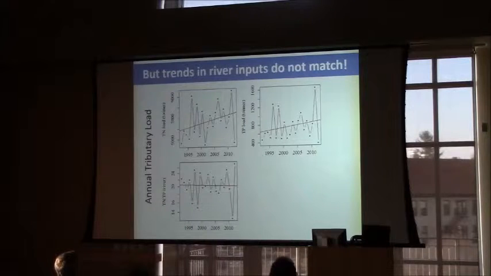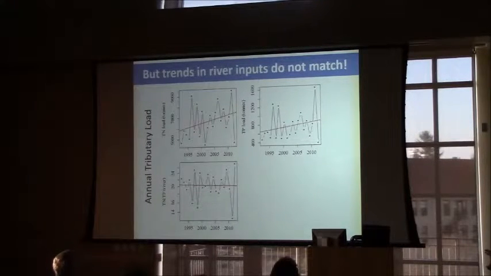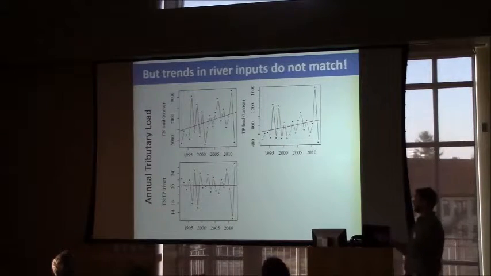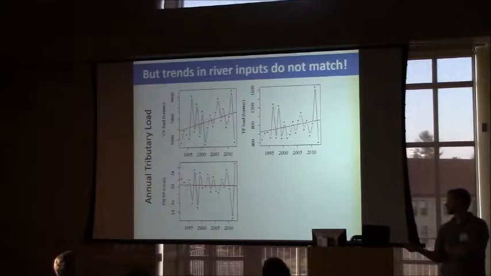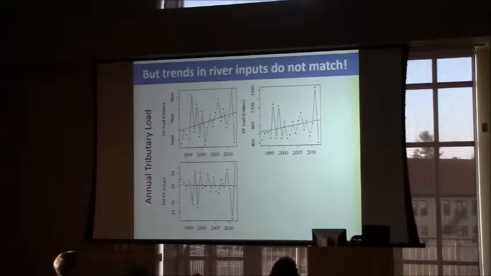The first place to look for those explanations is in the annual loads of nutrients coming from the watershed to the lake. This is the aggregate annual tributary load derived from our Middle East USGS report, from all the major monitored tributaries together. What you can see is that, contrary to what we saw in the lake, where nitrogen was declining significantly over the monitoring period, there is an increase in total nitrogen loads to the lake. So that's one puzzle.